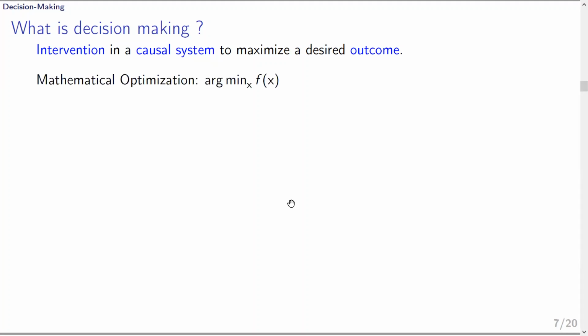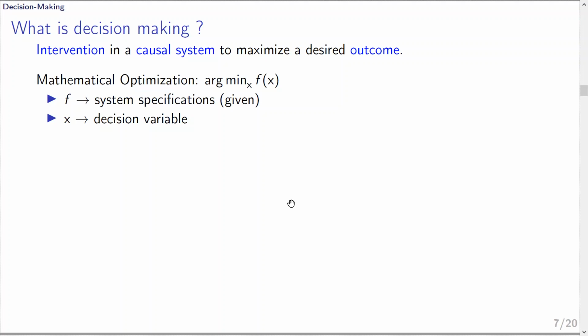So in mathematical optimization, you solve problems of this type. Whatever function, constrained, unconstrained, you want to minimize something. F, this function, would be the system specifications. They are given by experts, usually. And X is your decision variable. And you want to see which decision, which action will maximize this function F.